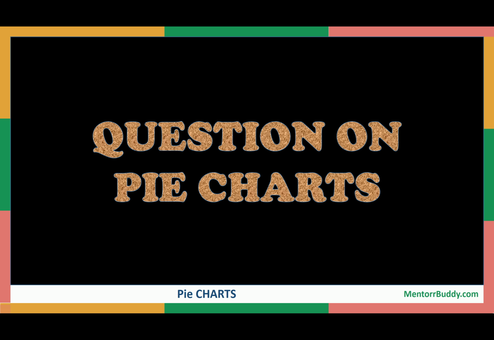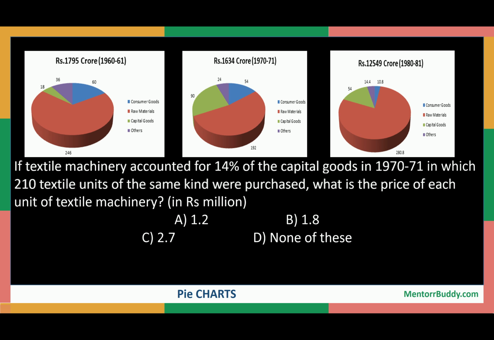Here we have a short video based on pie charts. So let's quickly see a question. Okay, so we can see that there are three charts given which show the imports of different commodities in different years. As you can see, it has been given for fiscal years 60-61, 70-71 and 80-81.